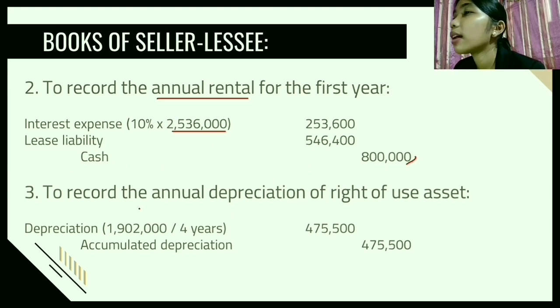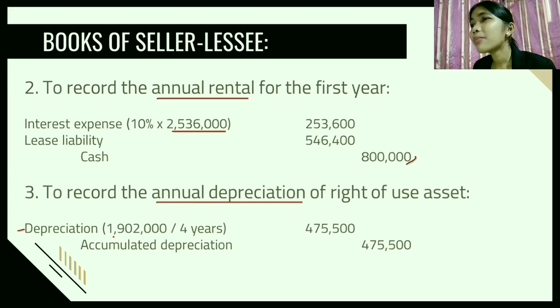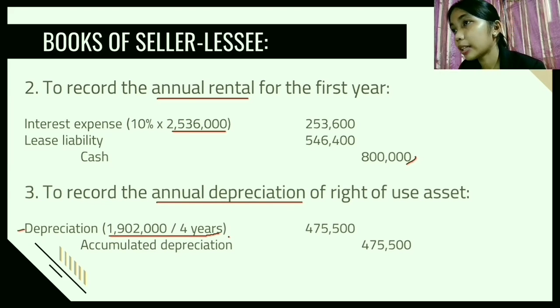So, to record the depreciation of our right of use asset, we will debit depreciation. We get it by dividing our cost of right of use asset by our useful life of 4 years. So, what we get is 475,500 pesos. So, our accumulated depreciation, we credit by the same amount.